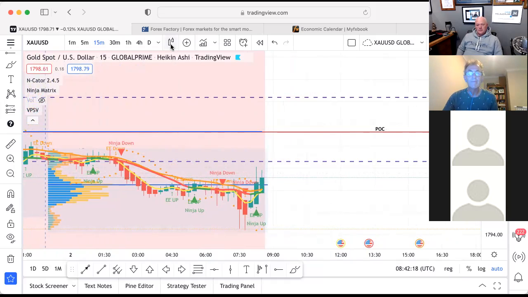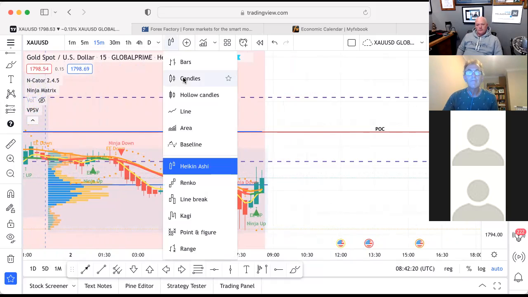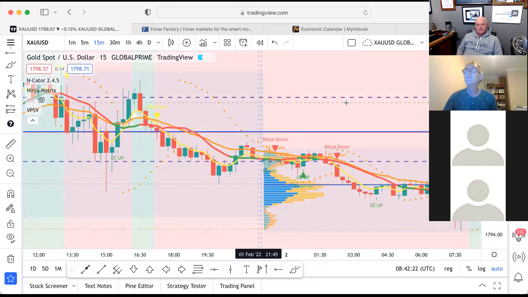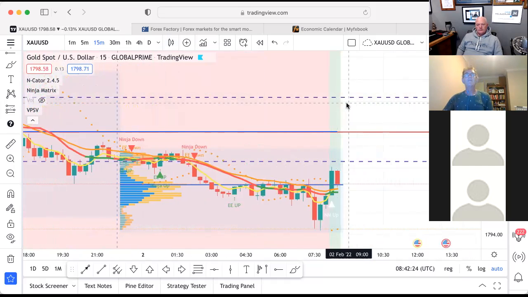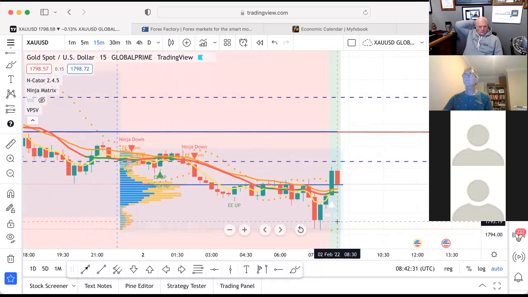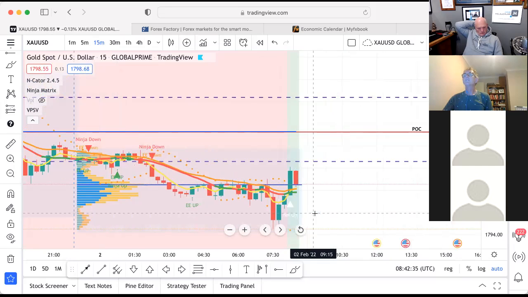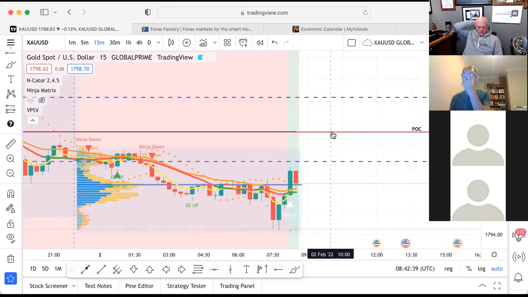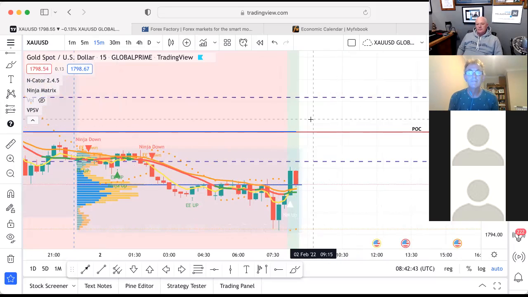So we take the Heikin Ashi candles off, and you can see we've got a Ninja Matrix up. So slightly contradictory, but if I was to predict what's going to happen, I would think price will go up to this point sometime this morning. Anybody got any questions or comments so far?